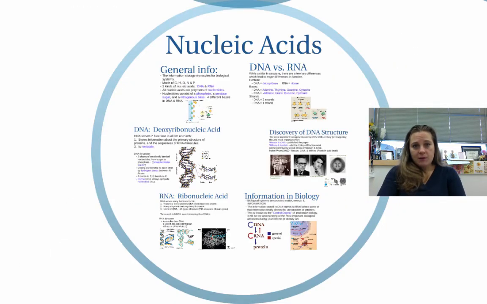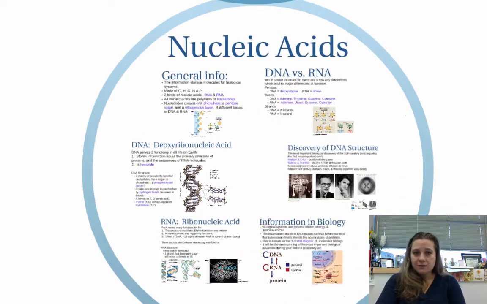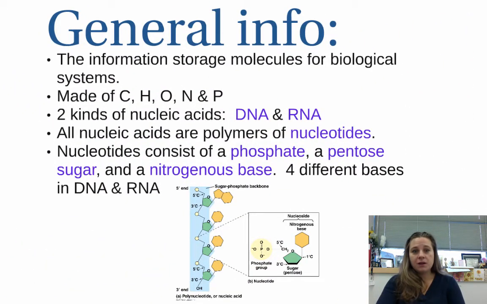So with that, let's talk about the last group, which are nucleic acids. So, general info: storage molecules for biological systems. These are our blueprints, made of CHONP. Recall back to your early biology days when we studied the Hershey-Chase experiment, and that gave us the insight that DNA actually is the molecule of heredity and not protein. So there are two kinds, right? DNA and RNA. Nucleic acids are polymers of nucleotides.